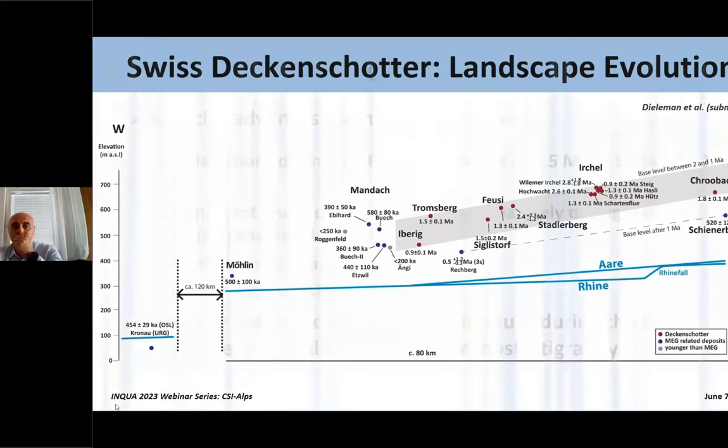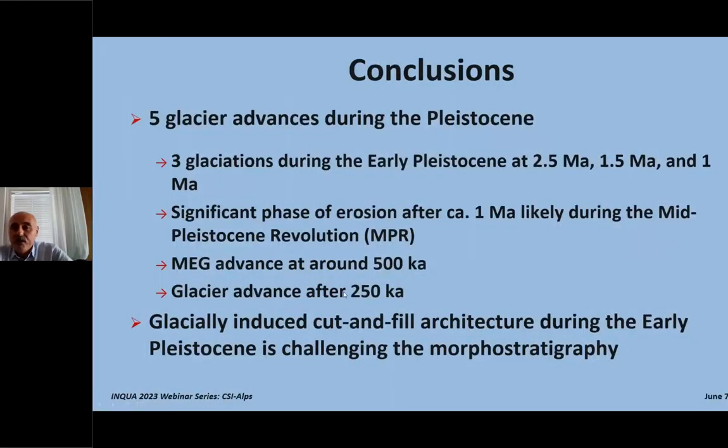So to sum up, to conclude, what we did find is we were able to identify at least 5 glacier advances during the Pleistocene. So 3 glaciations during the early Pleistocene, which are like 3 phases of gravel accumulation at 2.5 million years, around 1.5 million and 1 million years. Then a significant phase of erosion or incision after 1 million years, likely during the mid-Pleistocene revolution.